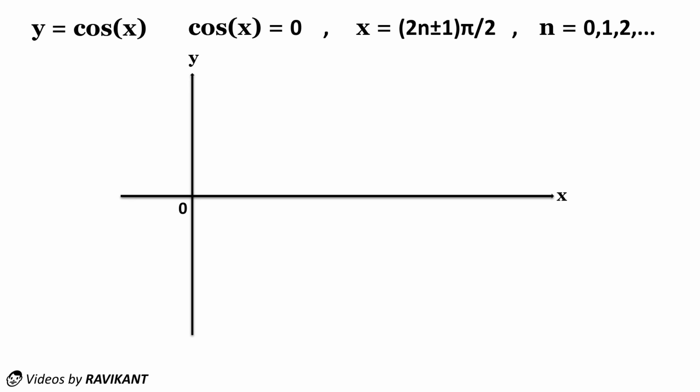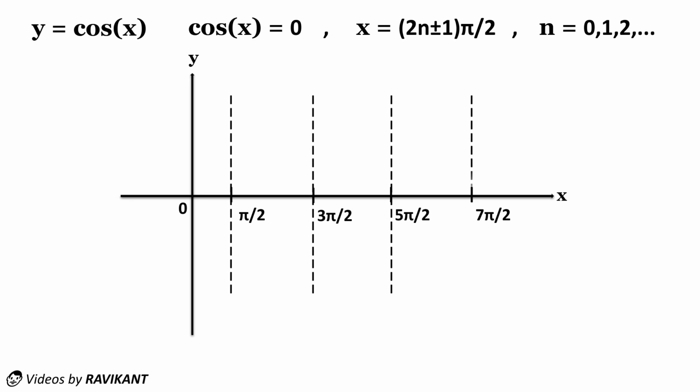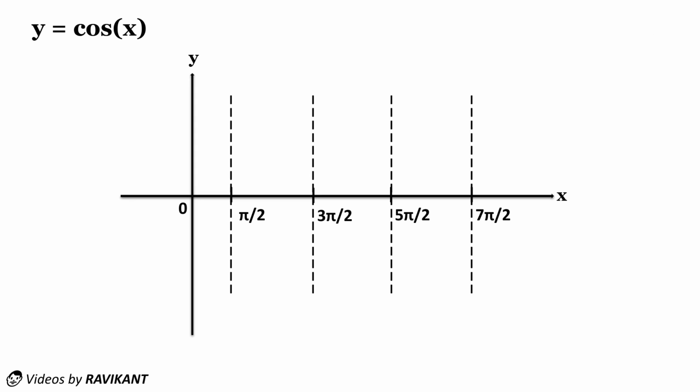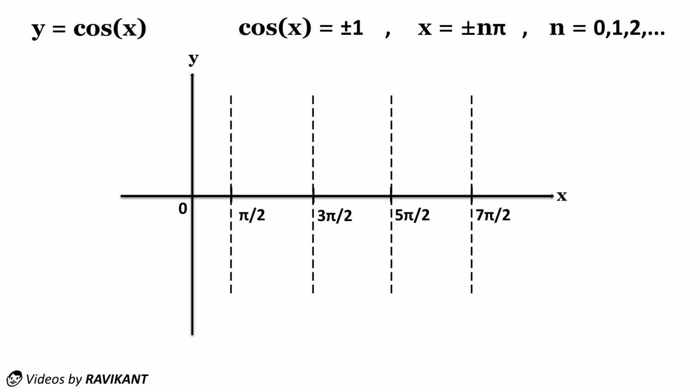So denote these points on the x-axis like this: pi by 2, 3 pi by 2, 5 pi by 2, 7 pi by 2. At these points, the cosine function will always be 0. Now we check the maximum and minimum value of the cosine function. The maximum value is 1 and the minimum value is minus 1 at an angle of plus minus n pi, where n equals 0, 1, 2, and so on. So denote these points on the x-axis like pi, 2 pi, 3 pi and 4 pi.